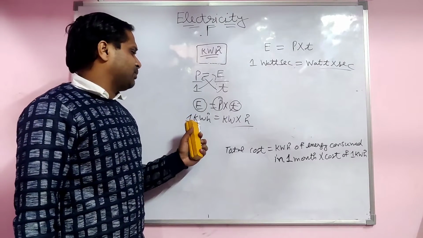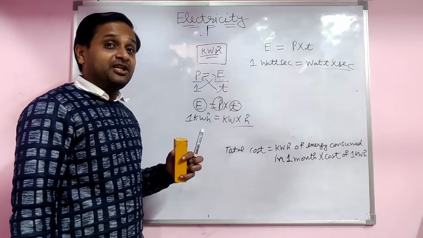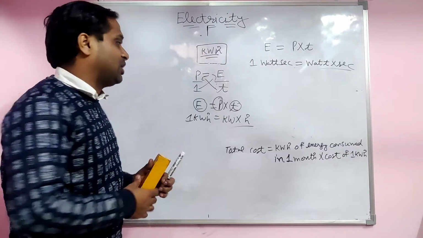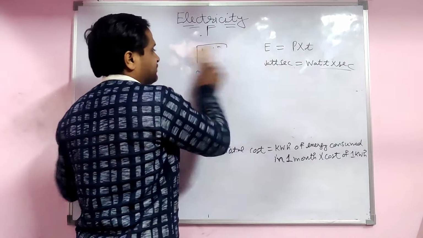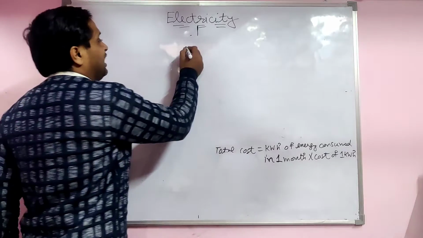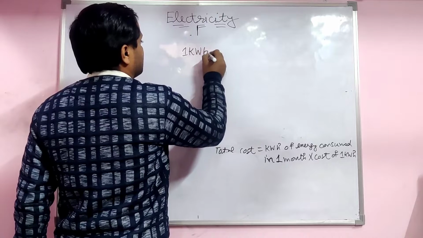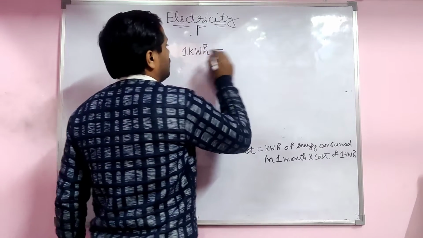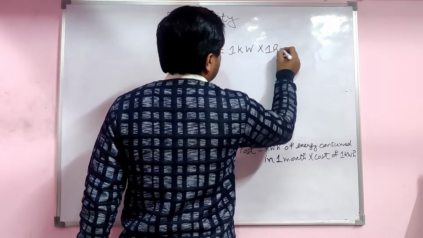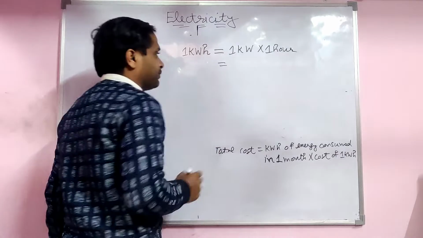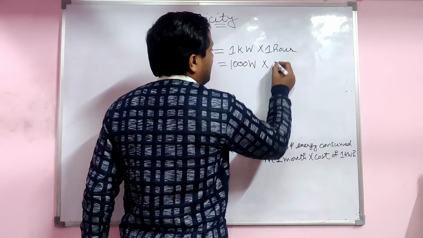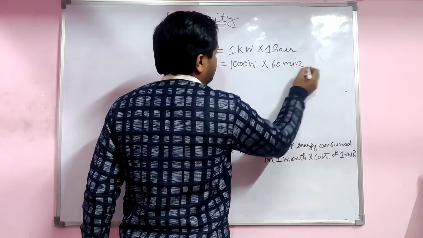So now the question comes. Kilowatt hour is also a unit of energy, and joule is also there. 1 kilowatt hour is equal to how much joule? You have to see. First of all, you separate this. Put the 1 with it. 1 kilowatt, how many watts? 1000 watt. And 1 hour is equal to 60 minutes.